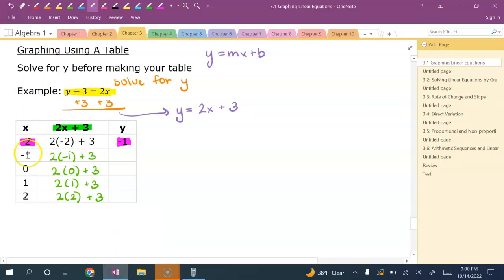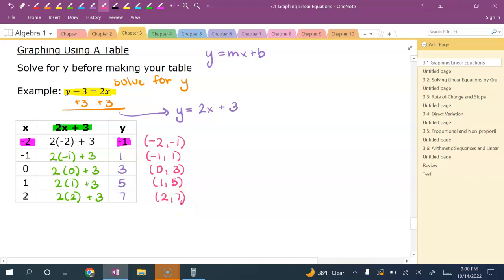So at negative 1, we had positive 1. At 0, it was 3. At 1, it was 5. And at 2, it was 7. All of these are going to be written in parentheses as coordinates. So this is going to be negative 2, negative 1. This is going to be negative 1, 1, 0, 3, 1, 5, 2, 7.